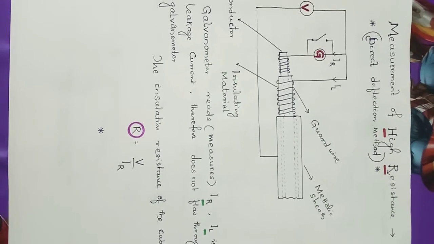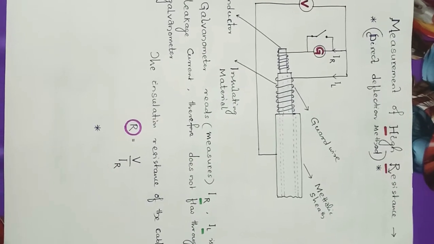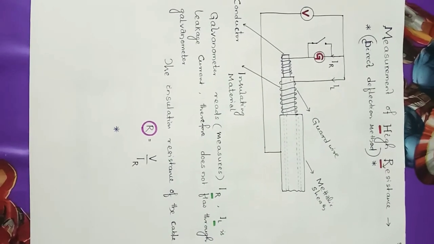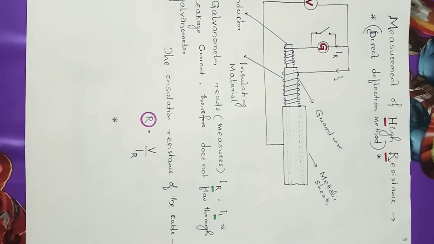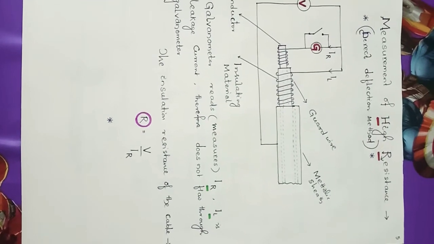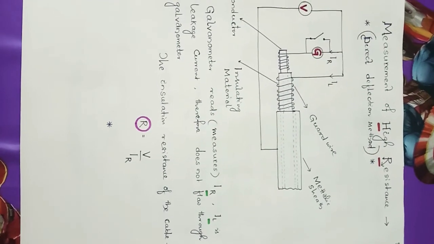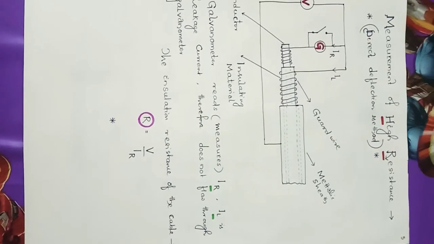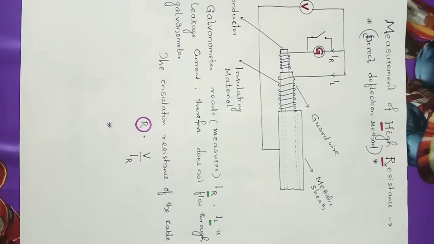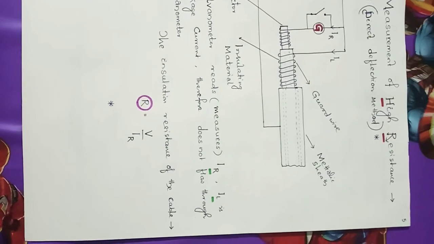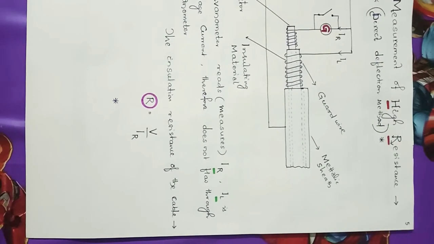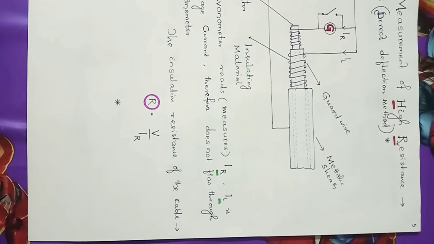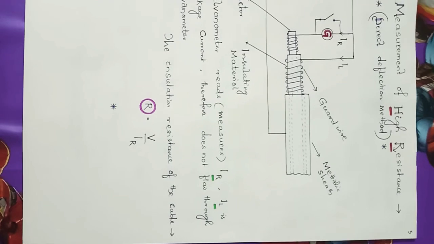As shown in figure, there are two currents, IR and IL. Galvanometer reads IR, whereas IL is leakage current, which means it doesn't flow through galvanometer. The insulation resistance of the cable R is equal to V by IR. R is high resistance.